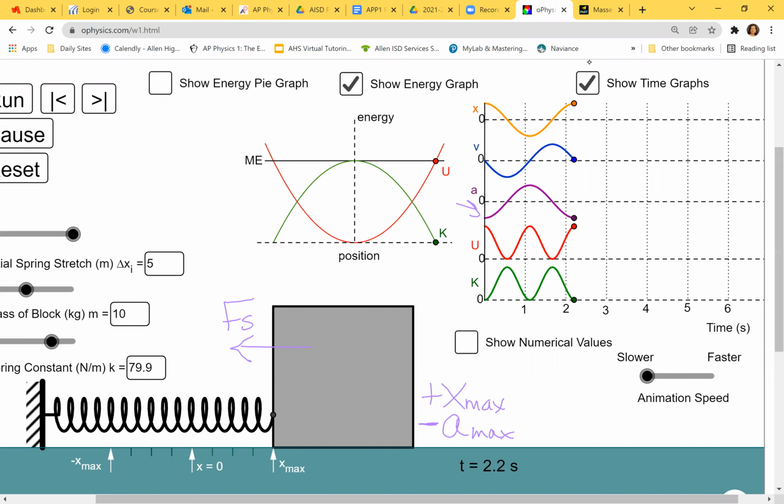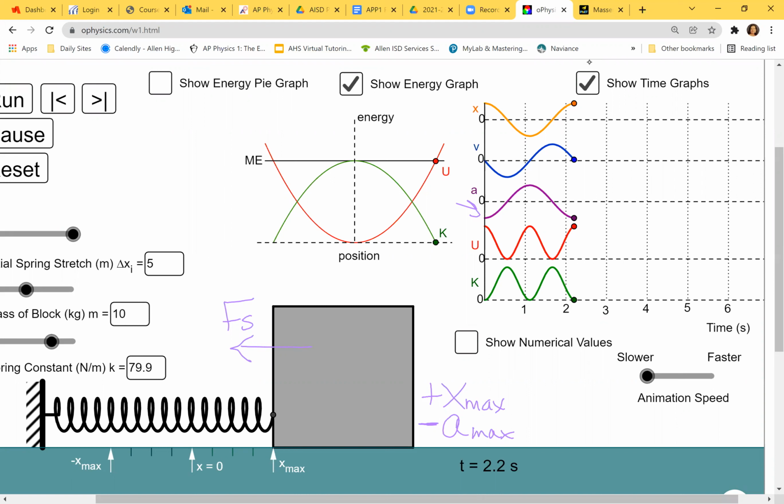Notice we started on the right, and I hit pause on the right. Previously we talked about circles. This wasn't really a circle, but can we call it a cycle? We went there and back, and so this is one cycle for that spring motion. Look at your position graph. It started in the positive.